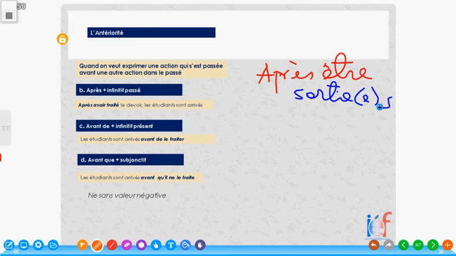In C, we have avant de plus infinitif présent. All right, avant de plus infinitif présent. Now, what does that mean? It means that we can also use the word avant de plus the verb in its present infinitive. Now, the first thing I want you to know is this. When a verb comes after the word de, or the preposition de, it is never in conjugated form. It's always going to be infinitive.